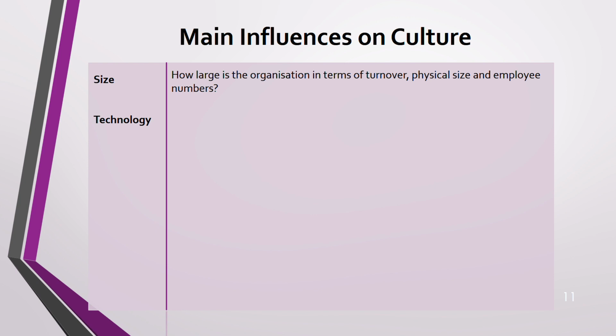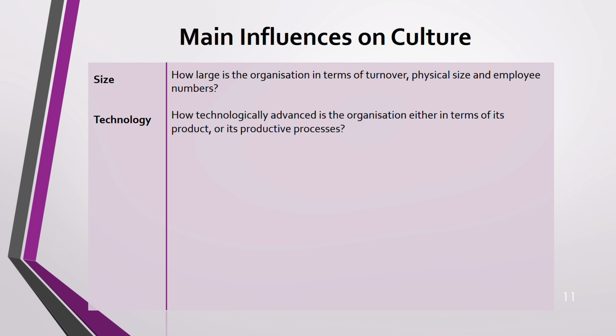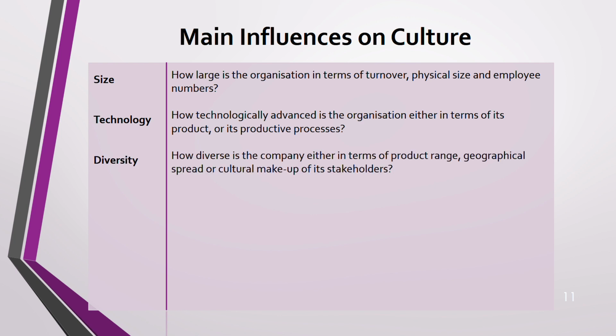Next is technology. In terms of technology, how technologically advanced an organization is. It could be in terms of product or product process. If technology is in the culture, it will matter on your culture. Diversity. How diverse is the company in terms of the product range or geographical location or the different cultures of their stakeholders? Culture will be influenced by this.